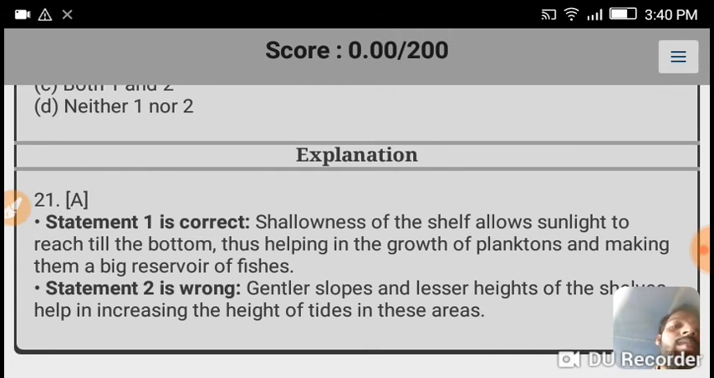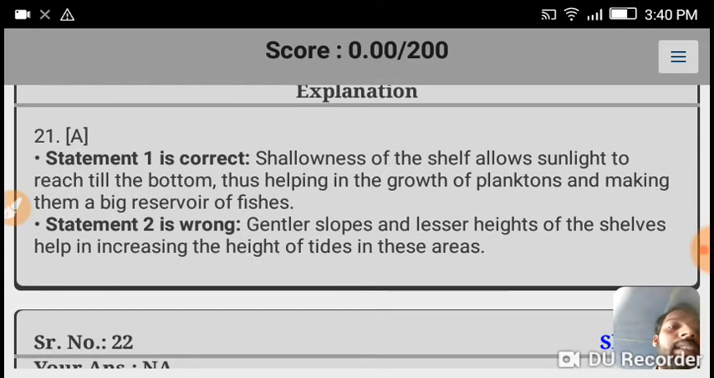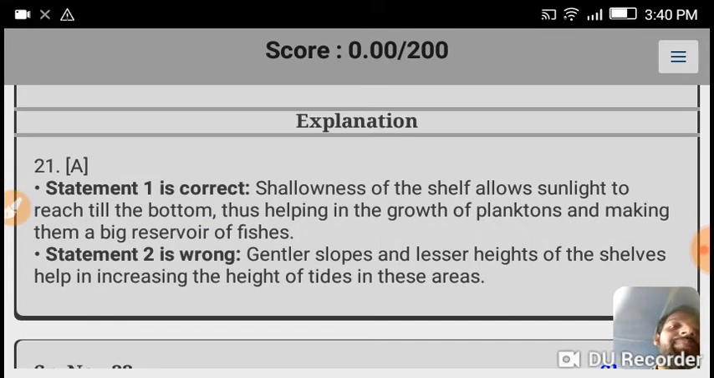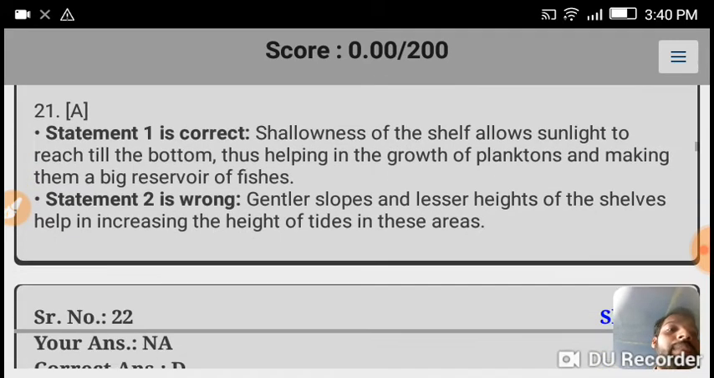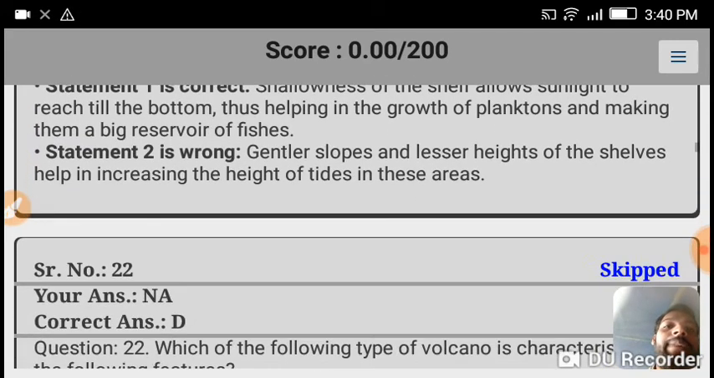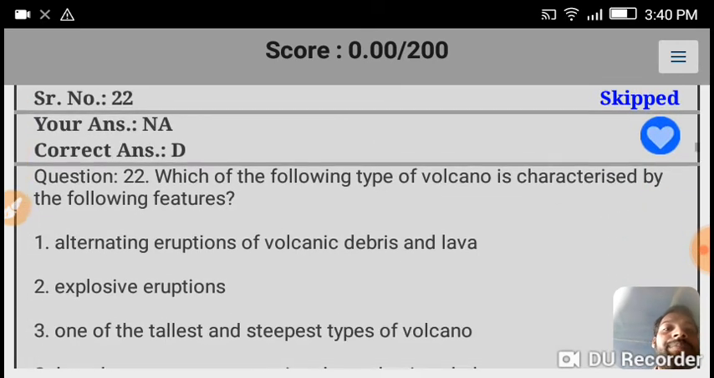Why? Gentle slope and lesser height of the shelf help in increasing the height of the tides in this area. But statement 1 is correct. The shallowness of the shelf allows sunlight to reach the bottom of the shelf, helping the growth of plankton and making the shelf a big reservoir of fishes.